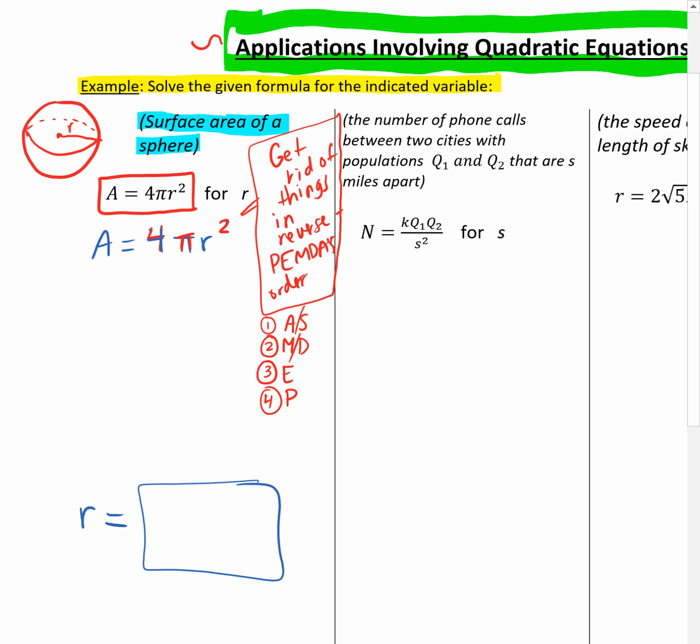So I'm going to look at what do we have. Do I have anything adding or subtracting next to my variable in what we have? No. So I can skip that step. Do I have anything multiplying or dividing? Yes, actually the 4, the pi, they're both being multiplied by r. So my first step would probably be to get rid of those guys. And of course you want to do the opposite to get rid of it. Since they're multiplying, I'm going to divide.